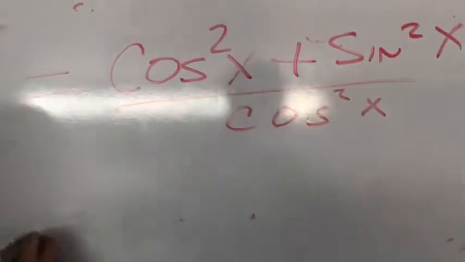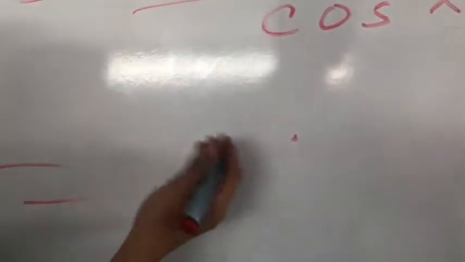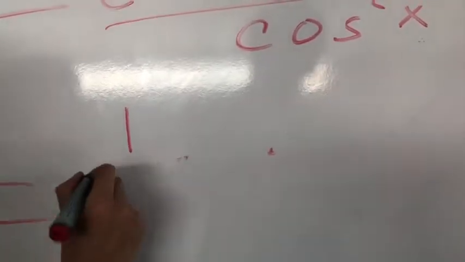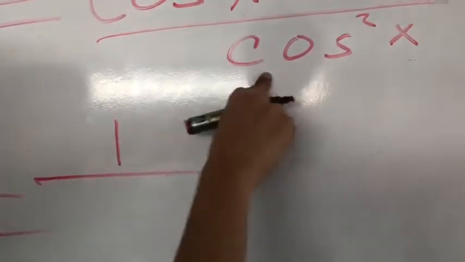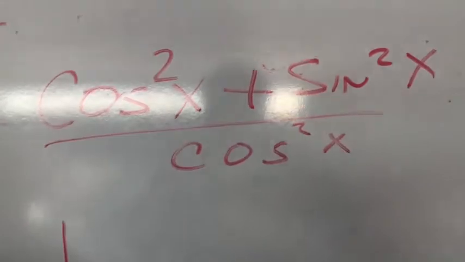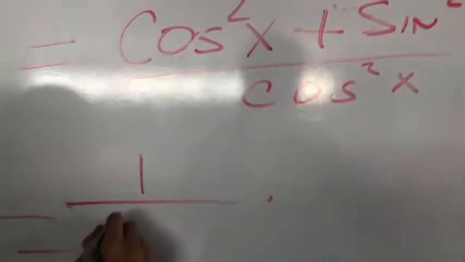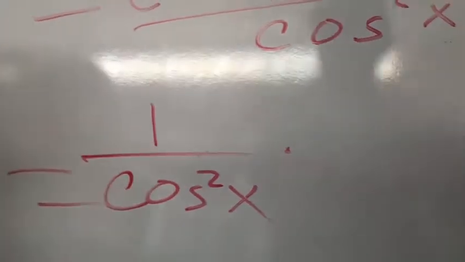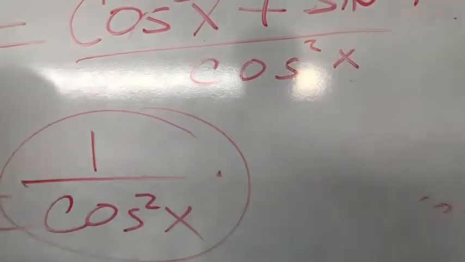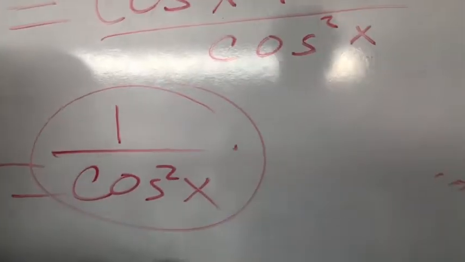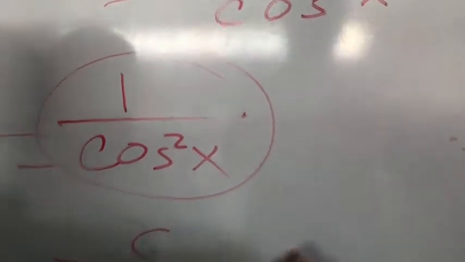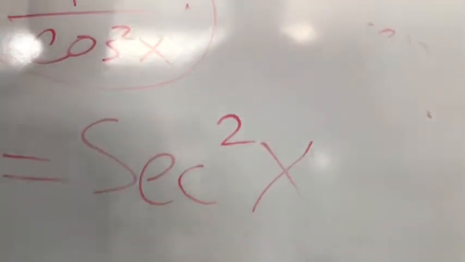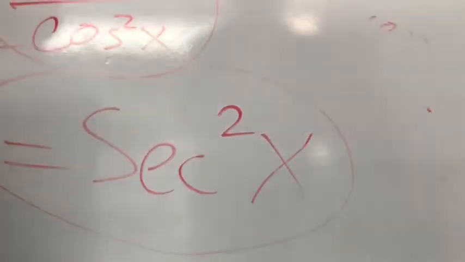And then it's already algebra, because cosine squared plus sine squared is equal to 1, and in the denominator we have cosine squared of x, and this expression is the same as saying secant squared, and this is our derivative here.